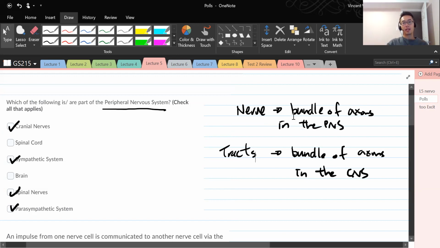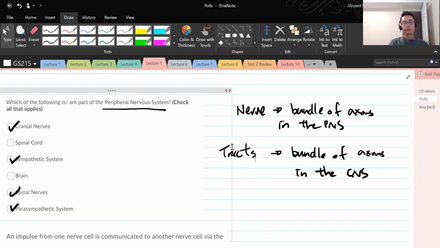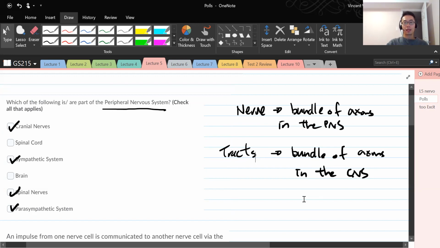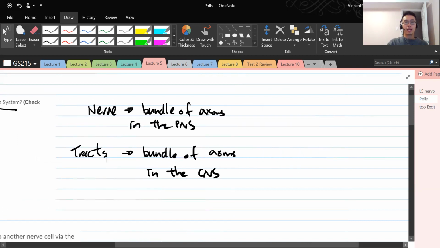Okay, so if it's found in PNS, we call it nerve, but if it's found in CNS, we call it tracts. So it means CNS means just spinal cord and brain. Only two things we have to remember. Yes, exactly. Okay. Now we're gonna do this in more detail next class, but I'm just gonna quickly give you a little bit of foreshadowing, I guess, whatever you want to call it.